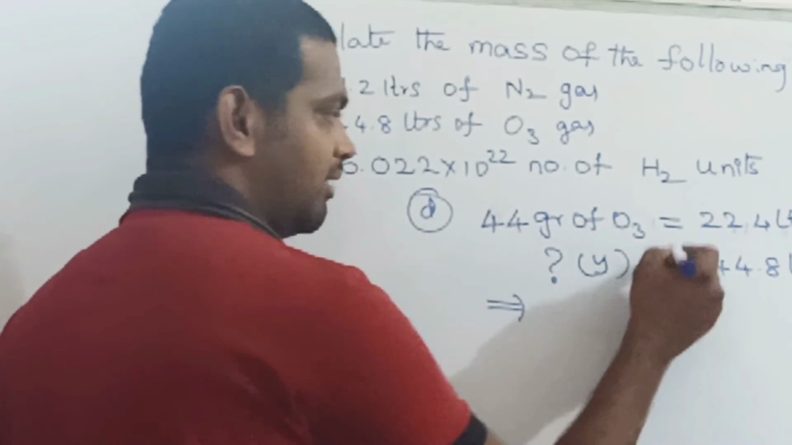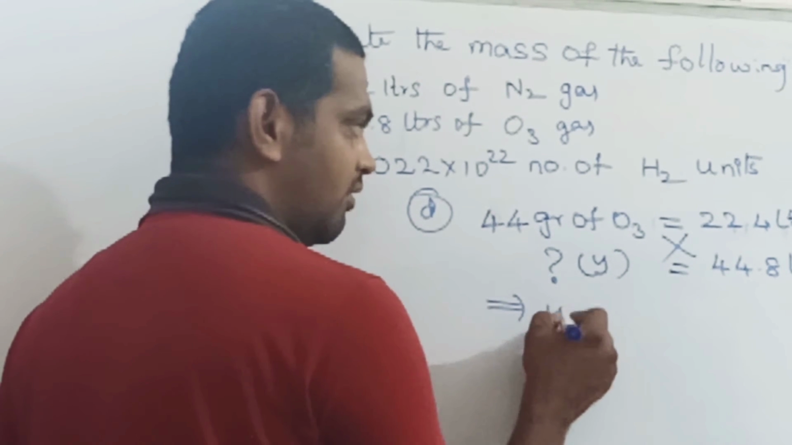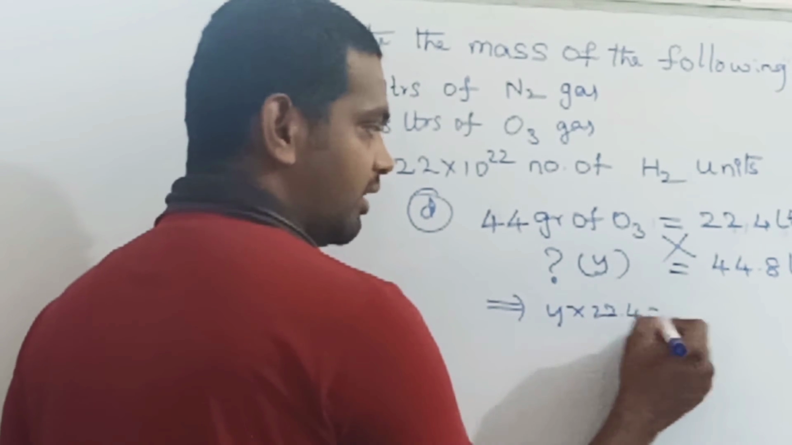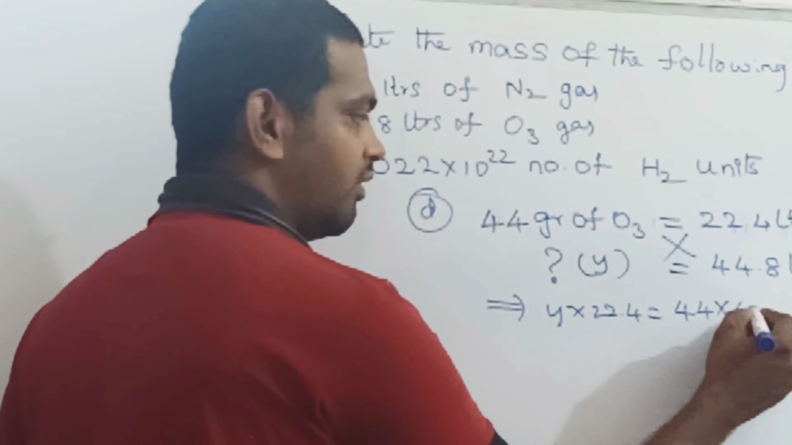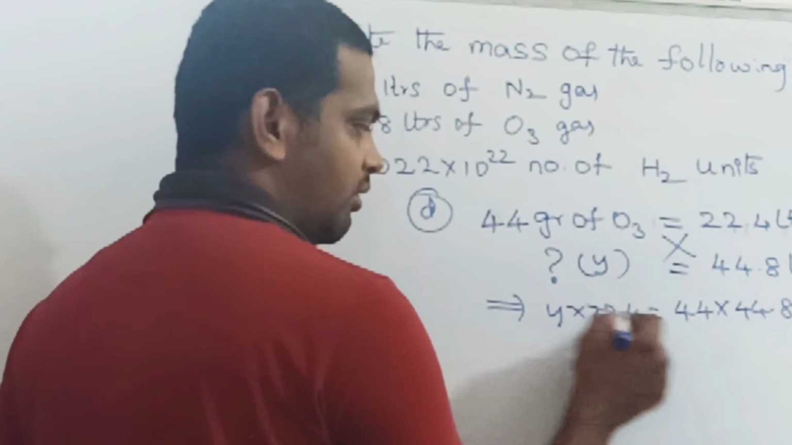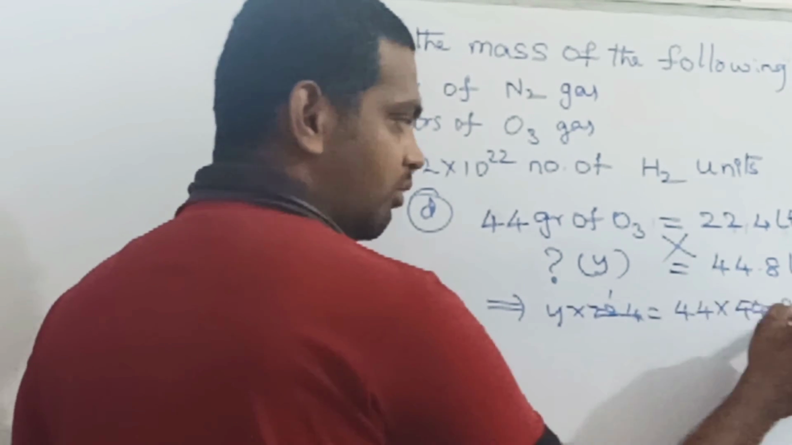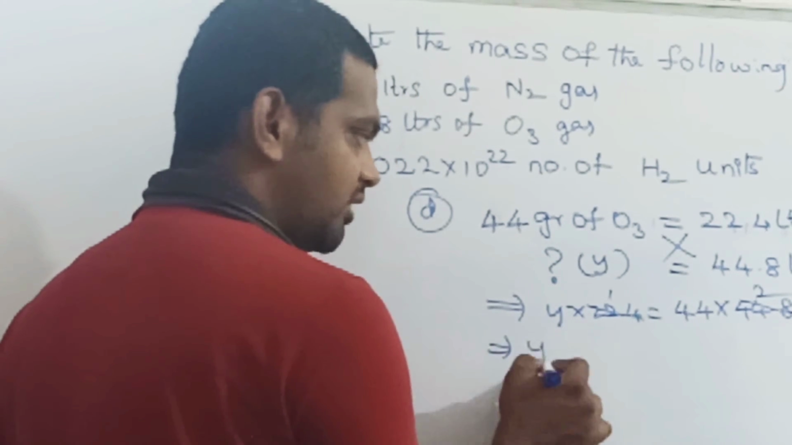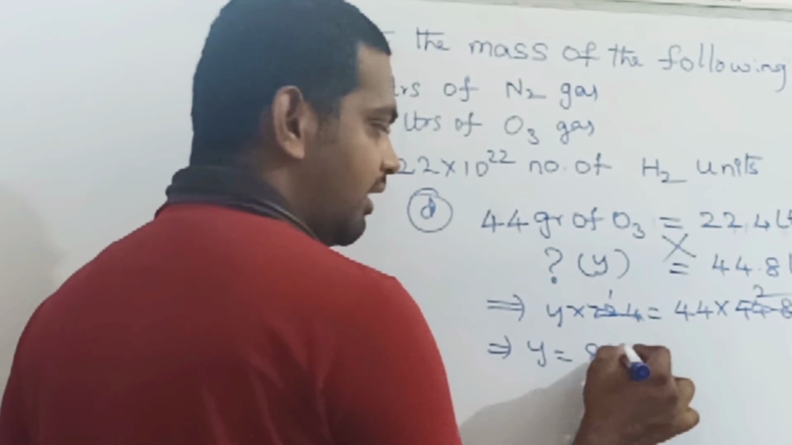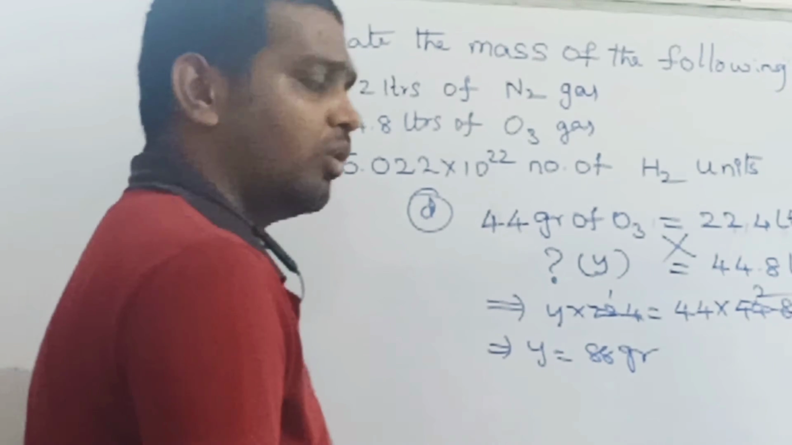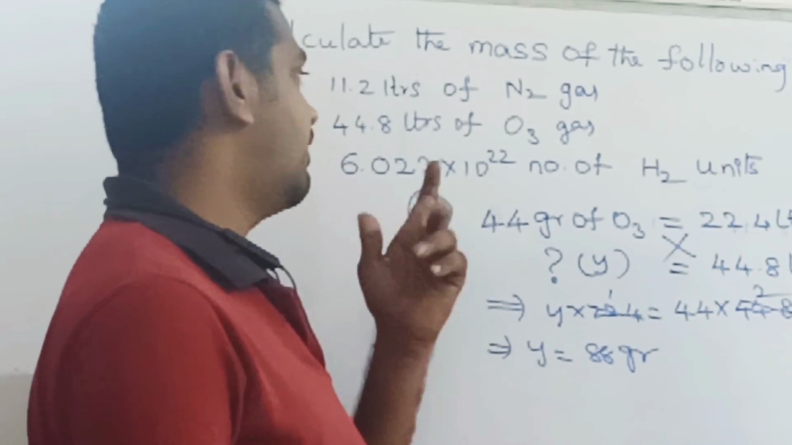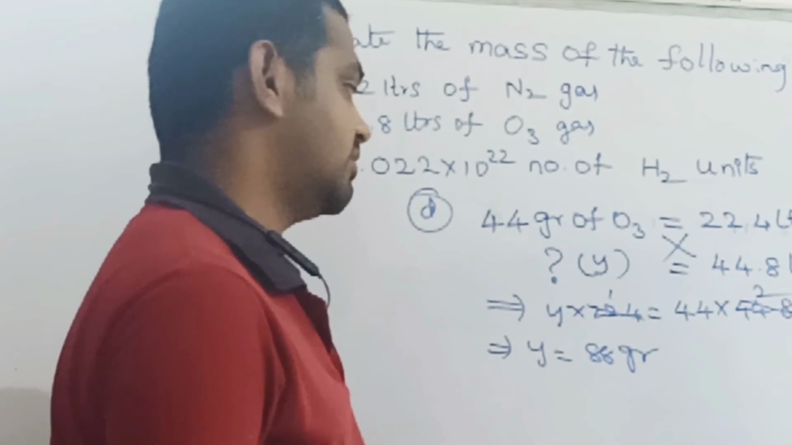Then do cross multiplication and you will get the answer. Y into 22.4 is equal to 48 into 44.8. So that implies Y is equal to 96 grams. So 96 grams of O3 is equivalent to 44.8 liters of volume.